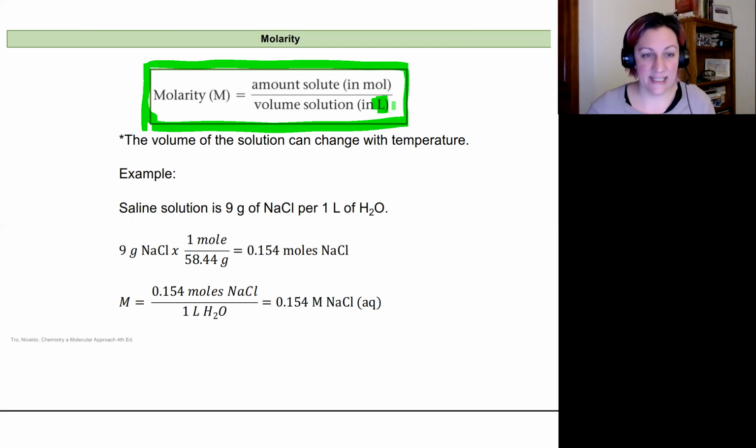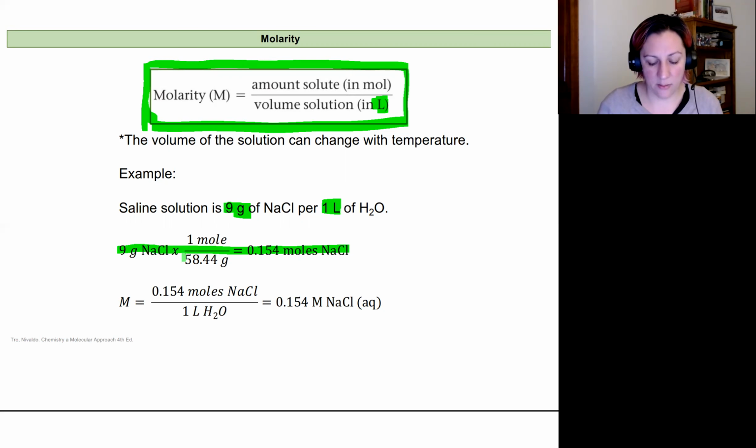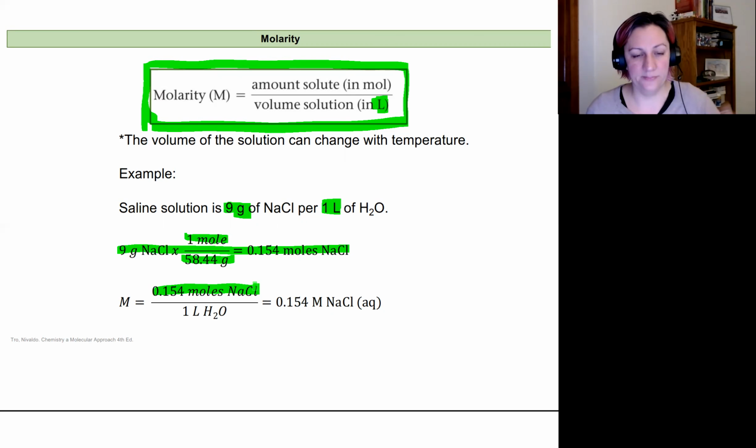So here's an example. We have saline solution, which is 9 grams of sodium chloride per 1 liter of H2O. And so I could calculate my molarity here. It's kind of coming back to molarity. Sorry, I went on a density tangent. So I'm going to convert my 9 grams into moles using molar mass, and then put that number of moles here at the top of my fraction for molarity.